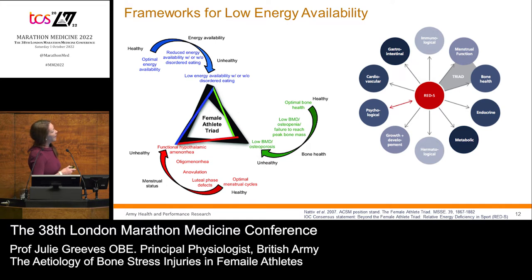Again, a paper was published later which recognized that there's a continuum from optimal energy availability through to low energy availability. So any athlete or recruit could sit anywhere along this continuum. What really influences energy availability, in addition to purposeful eating disorders, is just not recognizing that with increased energy expenditure, nutrition needs to be appropriate to replenish those energy stores. So it could be unintentional as well as intentional.